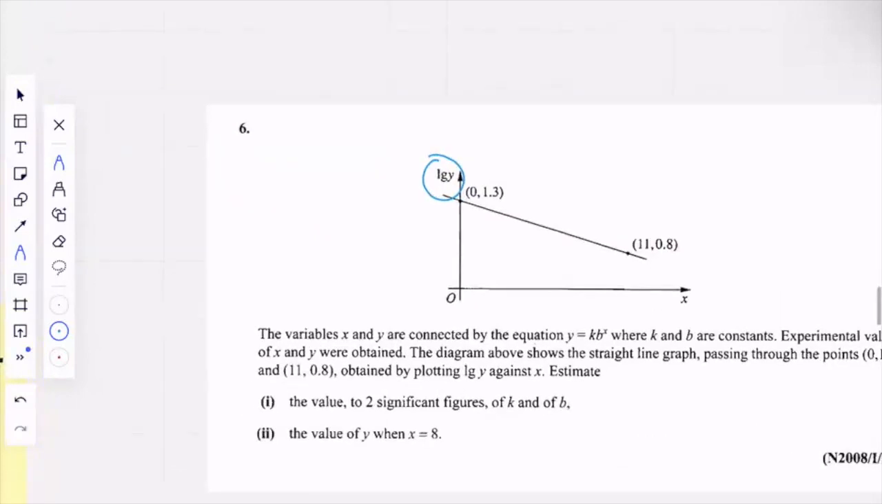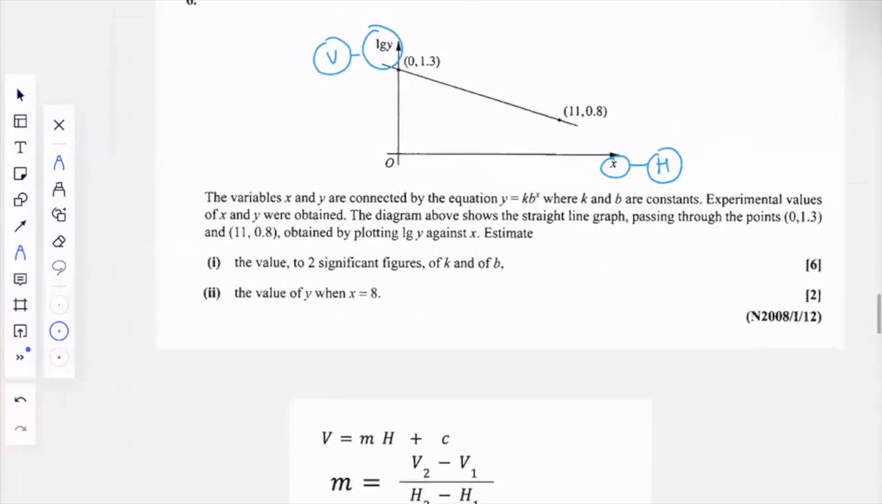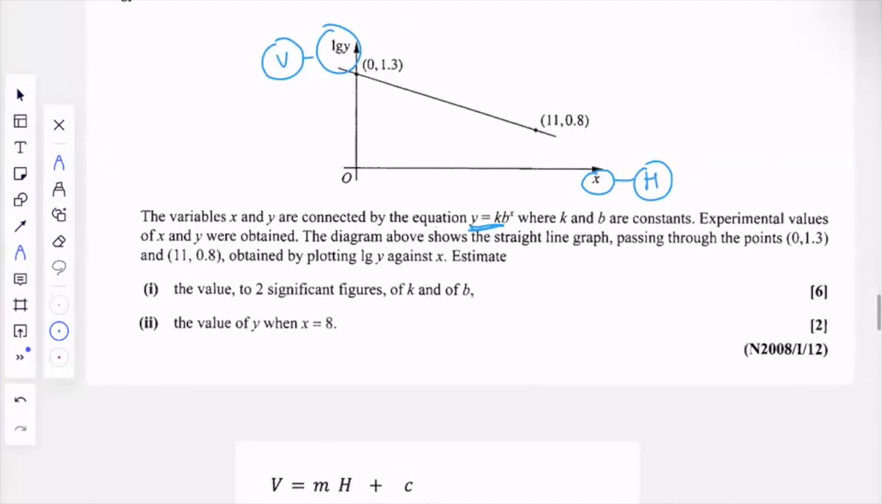Usually the vertical axis, I call it phi, and the horizontal axis, I call it h. In this case, h is x and phi is log y. Then they give you an equation, y equals k times b power x. Let me read the question first. The variables x and y are connected by the equation y equals k b power x, where k and b are constant. This is not a straight line. We are going to make it into a straight line later.